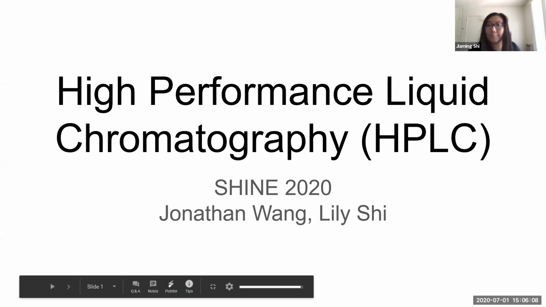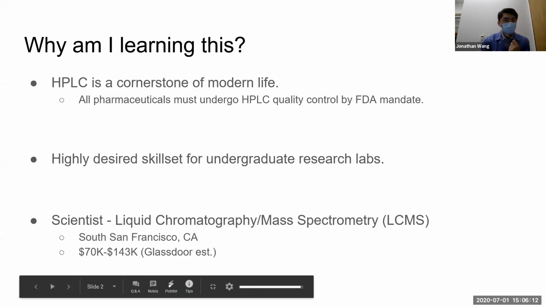So yeah. Cool. All right, so to get everyone interested, or provide some background of why we are even learning this. You might not know it, but HPLC is really a cornerstone of living in the modern world. Most pharmaceuticals and drugs that are passed by the FDA have to go through HPLC quality control. It's used as a quality control instrument.